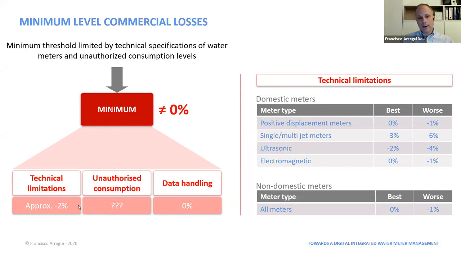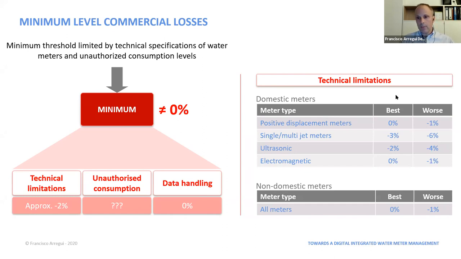Then, of course, we have some level of unauthorized consumption. Depending on the type of city we live in, it can be very high or very small. But unauthorized consumption is always present, and we don't know how much it is, but for sure it will not be 0%. And finally, we have data handling, which digital tools and digital applications can help us reduce, and we can try to reach 0%.